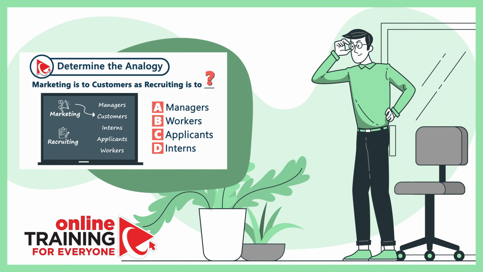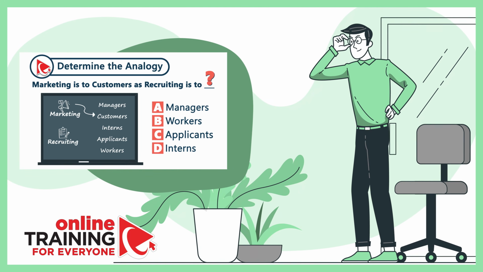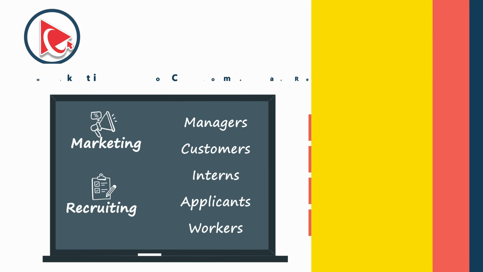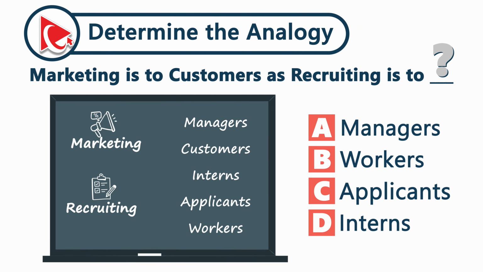It's about how different business functions focus on different audiences. Can you figure out the pattern? Marketing is to customers, as recruiting is to what? Think about what marketing is for. It means to attract customers, right? Now think about recruiting. What kind of people are you trying to attract?